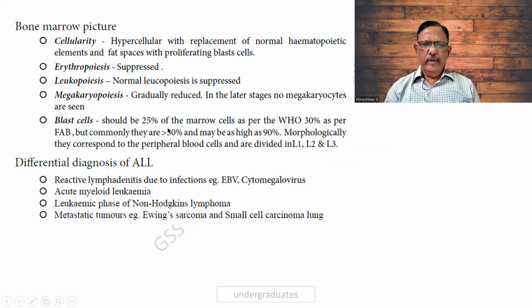That I have mentioned already. The differential diagnosis can be because of lymphadenitis. Sometimes AML, you will have difficulty in distinguishing leukemic phase of a lymphoma. Patient is having a lymphoma which is spilling over into the peripheral blood. And metastatic tumors such as small round cell tumors can mimic the ALL.